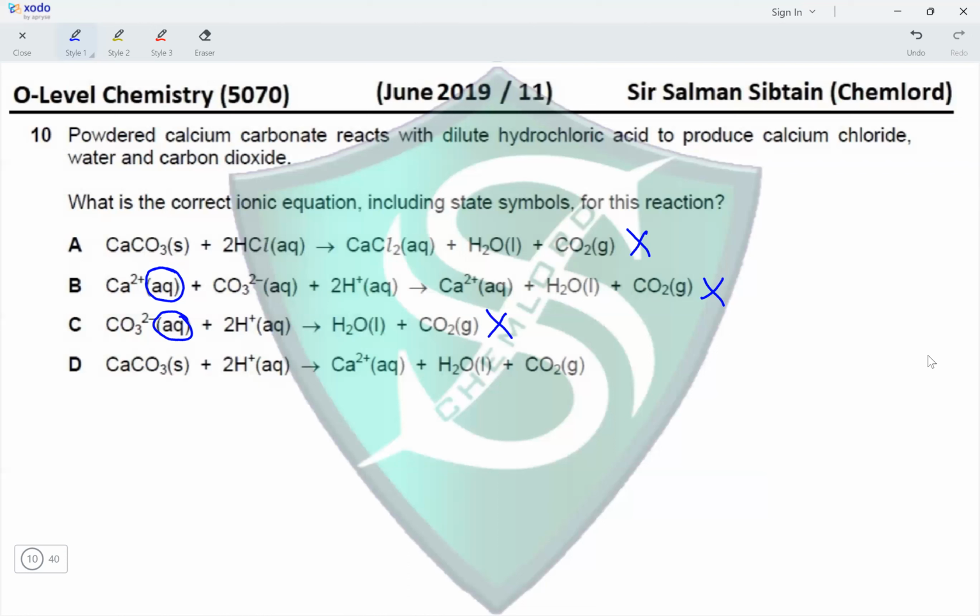And the last one, calcium carbonate solid, yes, reacts with H+ from the acid, yes, producing calcium ions in the aqueous state, yes, water and CO2. This is the ionic equation for this reaction. And if we want to see the complete equation, that is the equation given in option A. But the ionic equation is given in option D, making option D the correct option for this question.